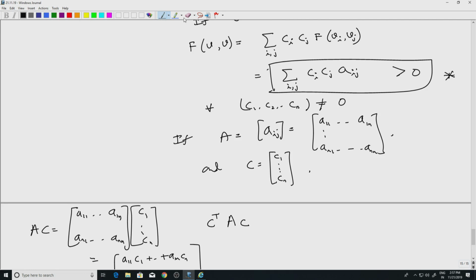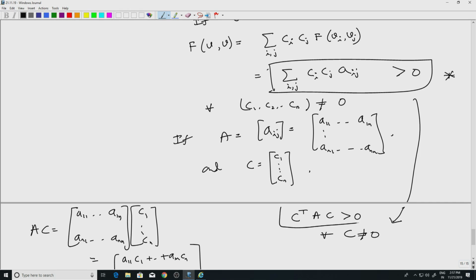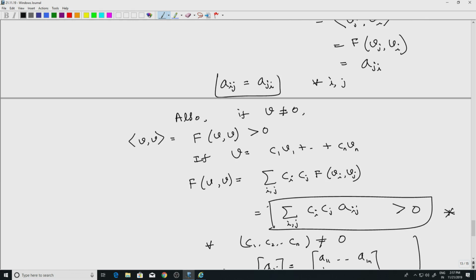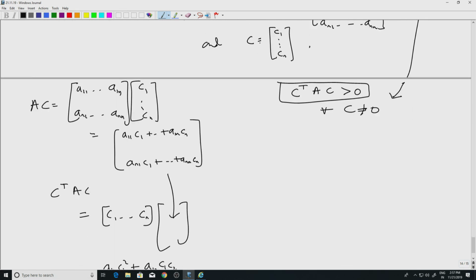What I have here is just saying that c transpose Ac is greater than 0 for all c not equal to 0. In other words, this aij matrix, where aij is f(vi, vj), the inner product of vi and vj, is positive definite, and here we had symmetric too. It's a symmetric positive definite matrix.